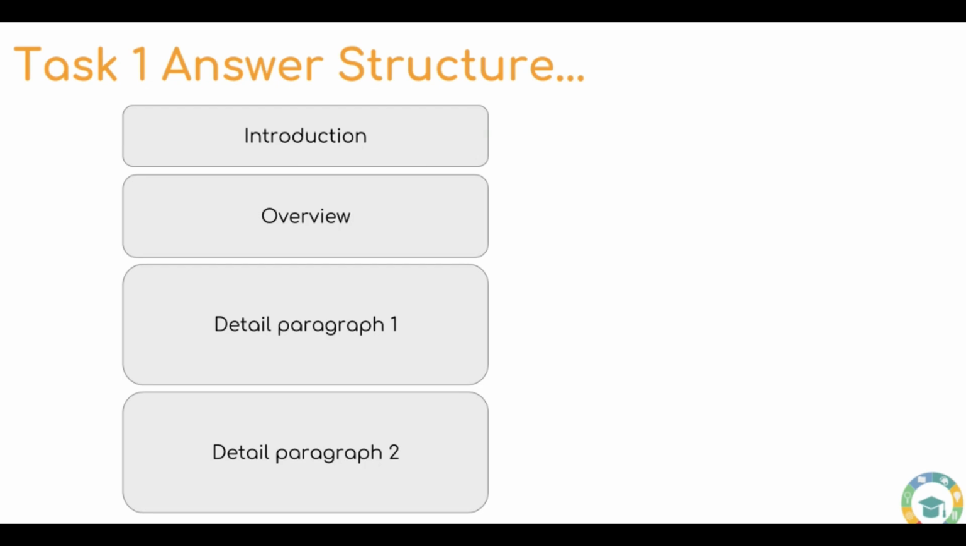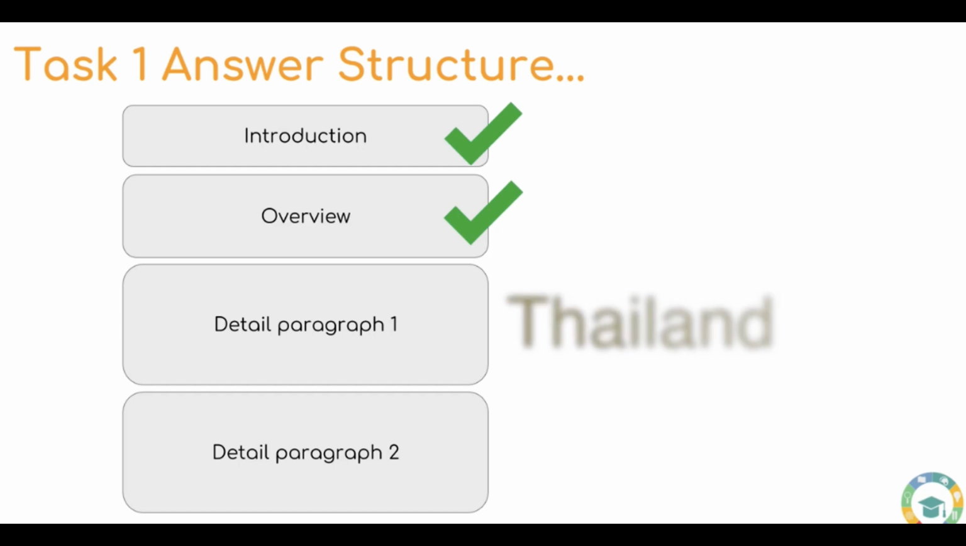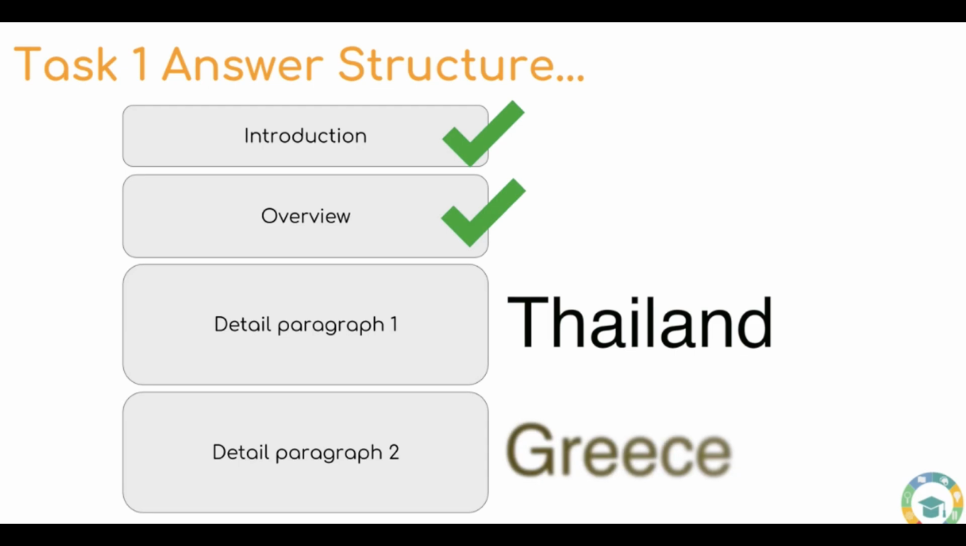So here we are, and we've completed the introduction, and we've just worked through the overview section of our report. So now it's time to move on to our 2 detail paragraphs. The bar chart we're reporting on has 2 countries, and as you may remember from our plan, detail paragraph 1 will all be about Thailand, whereas detail paragraph 2 will describe the trends for Greece.